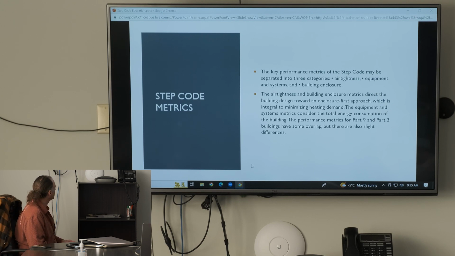Equipment and system metrics consider the total energy consumption of the building. Performance metrics for Part 9 and Part 3 buildings have some overlap, but there's also slight differences.